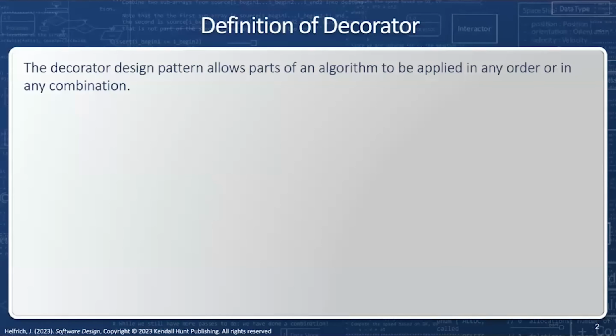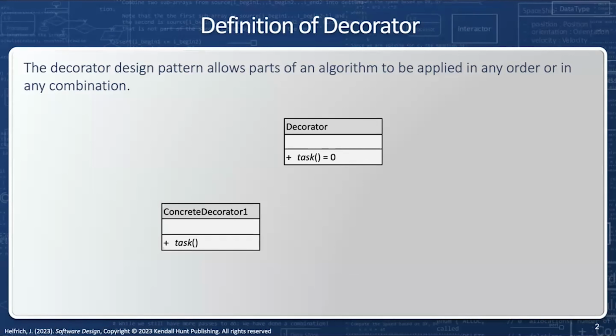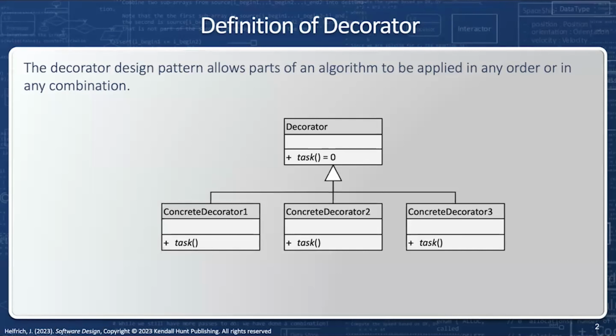move on the chessboard. I'll recall that a Decorator design pattern allows for part of an algorithm to be applied in any order or in any combination. We're going to have a decorator, which is an abstract class, and it's going to have a pure virtual function called task. And then we're going to have a concrete decorator, which is going to implement task, and which we can inherit off of decorator, and we're going to have several of these.